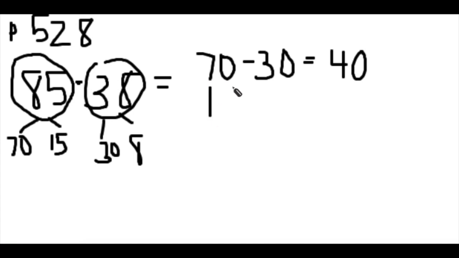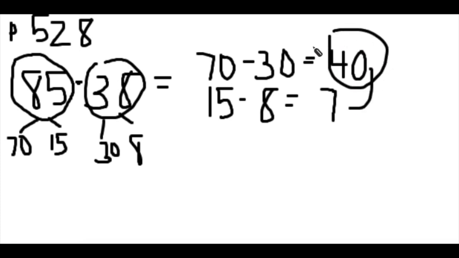And then I'm going to subtract 15 minus 8. And I know that my answer is 7. And I know that it's 7 because 8 plus 7 equals 15. Okay, so now I'm going to take these two numbers and put them together, right? Because I just have a 40 and a 7, and I need to put them back together. So my answer is 47.